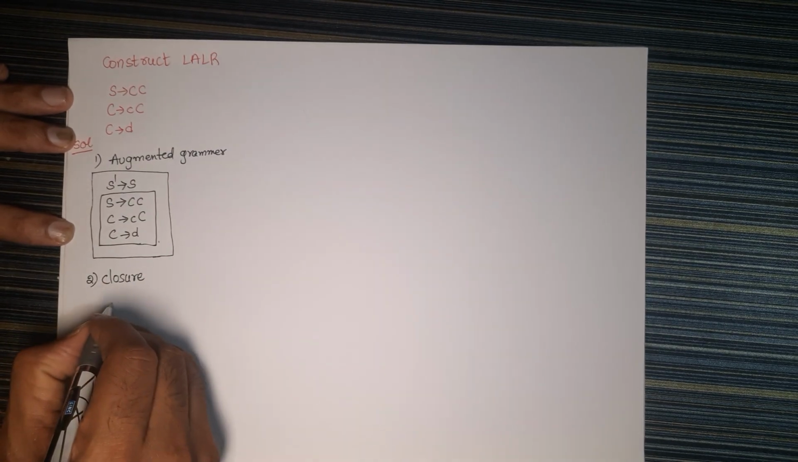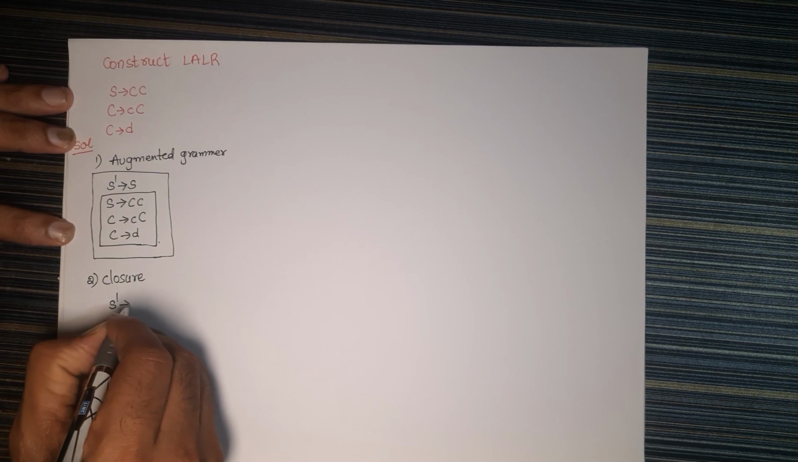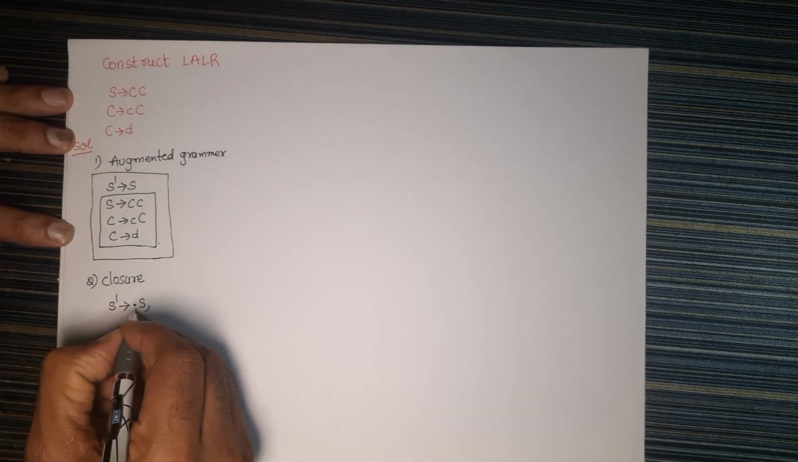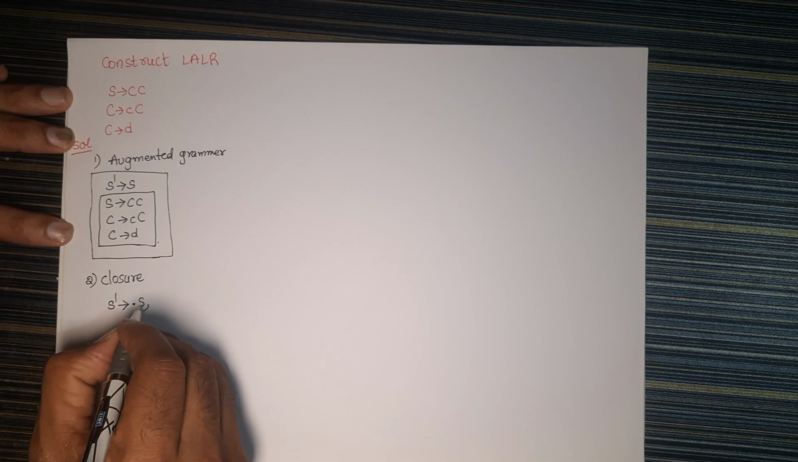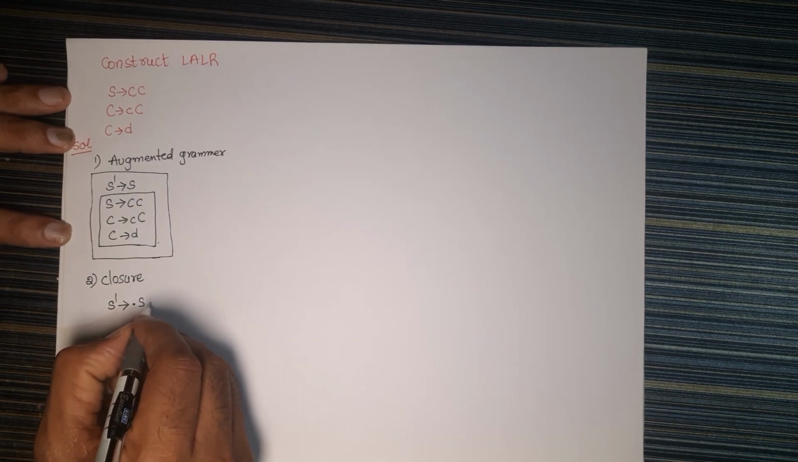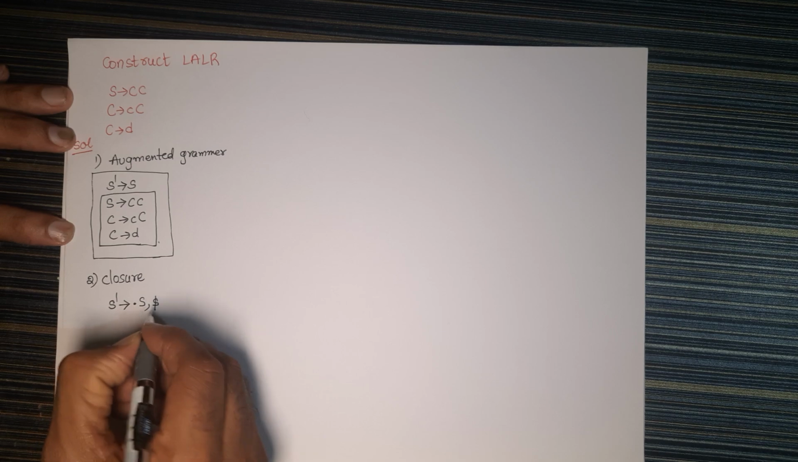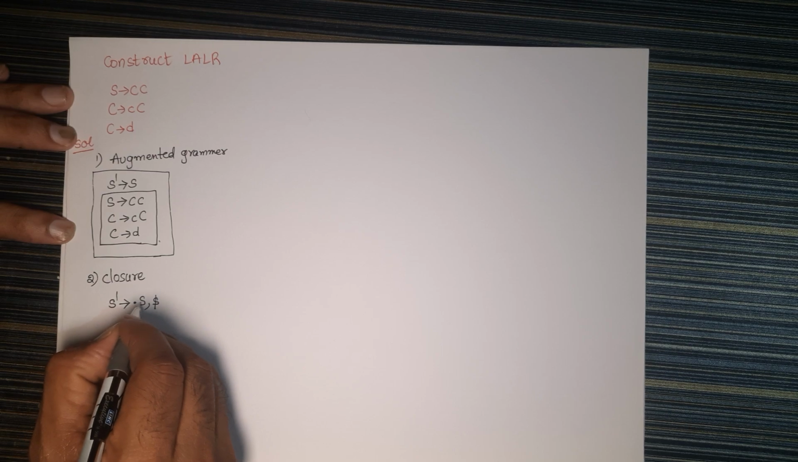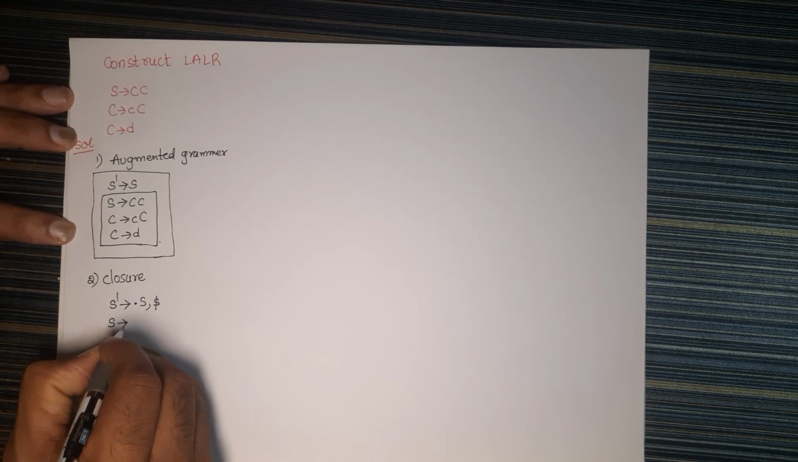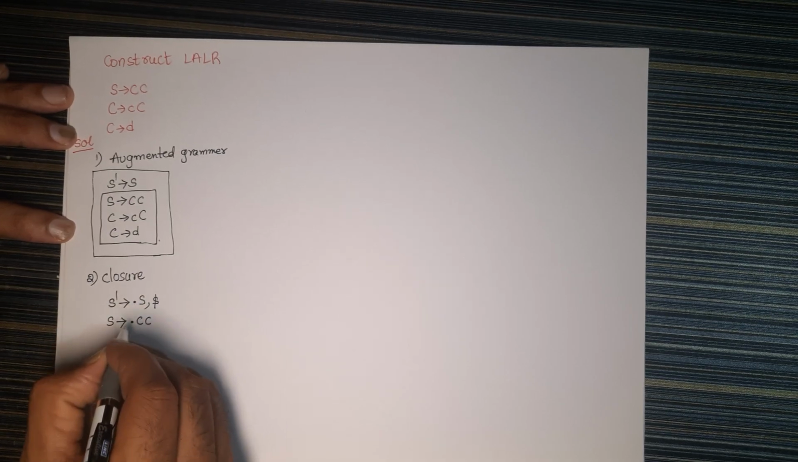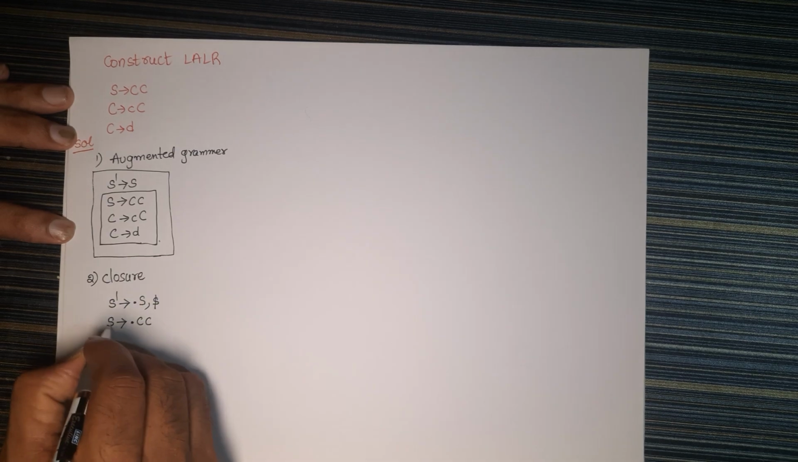In order to find the closure in LALR, we first take S' → .S. Important point: S' → .S. Closure means you just need to add a dot before S, comma, and here dollar also will come. Remember, this is called the lookahead symbol. Now after the dot we have S, and the given production is S → .CC, so for this S we have written this.